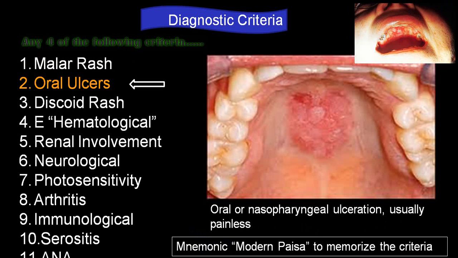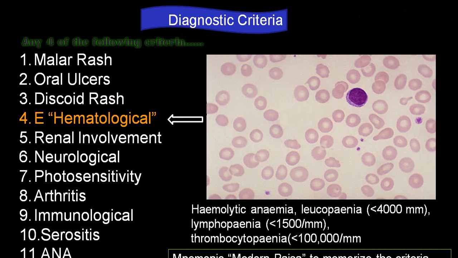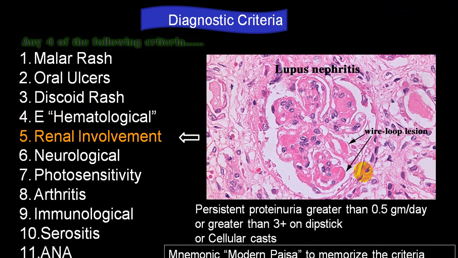Typical oral ulcer. This is discoid rash. Hemolytic anemia, leukopenia, lymphocytopenia, and thrombocytopenia. Lupus nephritis, or we call minimal change glomerulonephritis. Lupus nephritis, which will produce proteinuria and hematuria with cellular cast, RBC cast, etc.